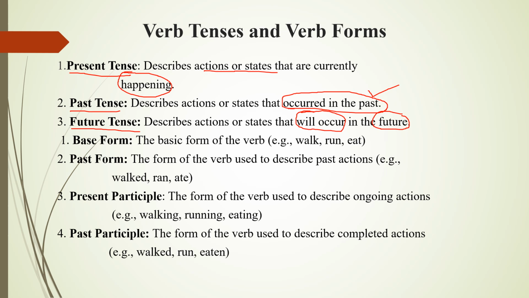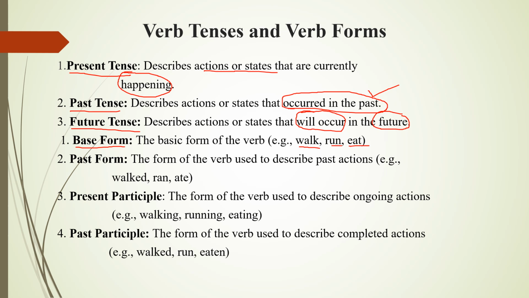Then there are verb forms also. The forms of the verbs are divided into various parts. Number 1, we have the base form, or the basic form. The basic form of verb is the first form of verb, like we say walk, run, eat, etc. So this is the basic form of verb.